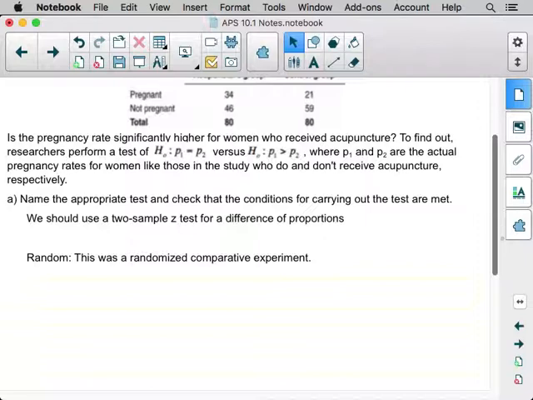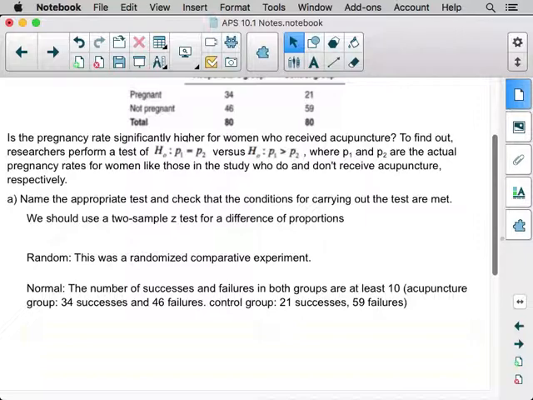Normality. How do we check for normality? Successes and failures. And here, actually, considering it's all in the table, isn't it really nice because they gave us all 4 numbers that we needed?